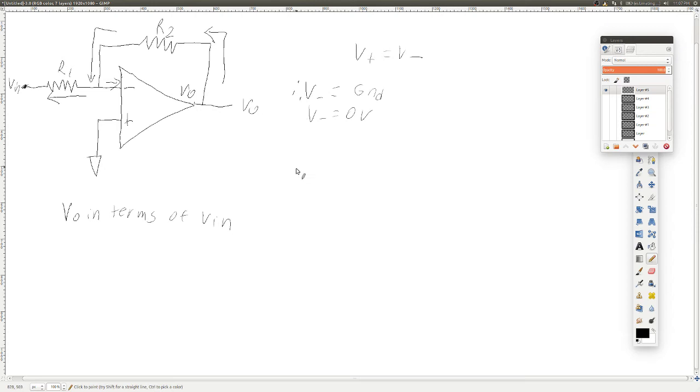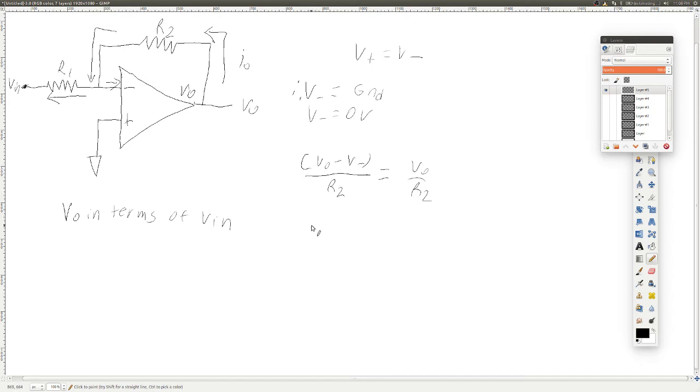So let's say that the current, we'll call this I O, moving along this path, has to be, therefore, going back to Ohm's law, V out minus V minus over R2. And since V minus is 0, this is equal to V out over R2. Cool. So moving right along, now that we know the current, that same current, because of Kirchhoff's current law, is going to also move this way.